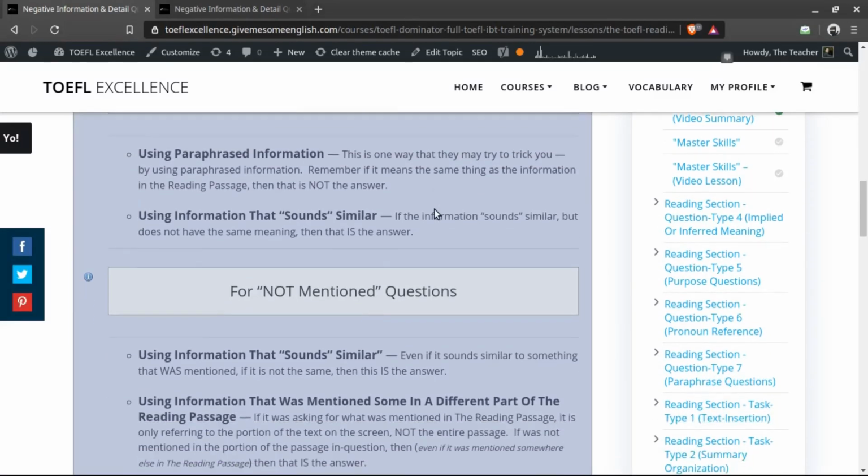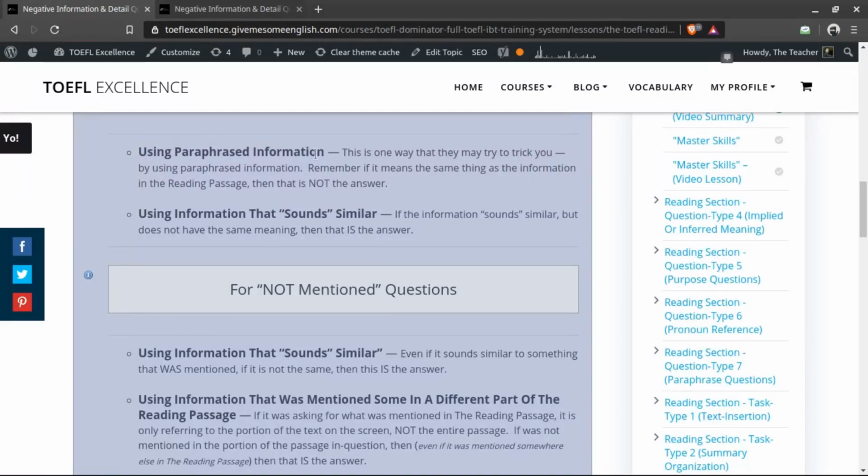So as far as the tricks and the traps, using paraphrased information is not necessarily a trick or a trap, but it is something which can cause some problems because, and this is true with just about any of the answer choices in the reading section, when they give you an answer choice, it will be paraphrased from the way it's mentioned in the text. So they might try to give you an answer choice which looks very similar to something that was mentioned in the text, but it changes the meaning. If you find that the meaning is different and it is false information, that is the answer for this question type. So using some similar sounding information which is different in meaning, that is the answer.